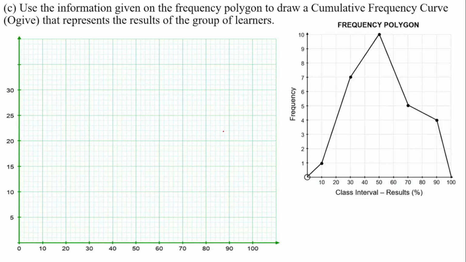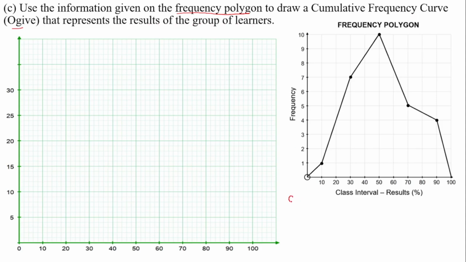Welcome back. Let's do question 3C. Use the information given on the frequency polygon to draw a cumulative frequency curve, the OGIVE, that represents the results of the group of learners. Right, let's write our information here.